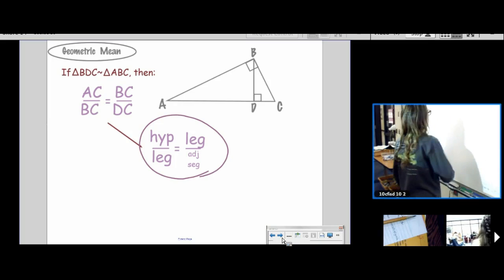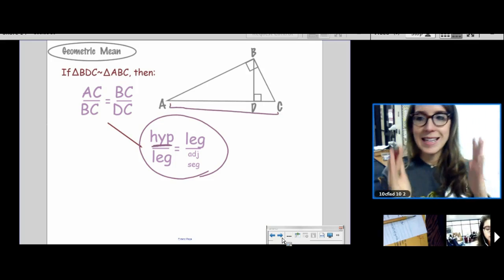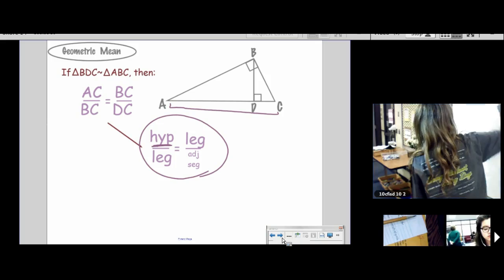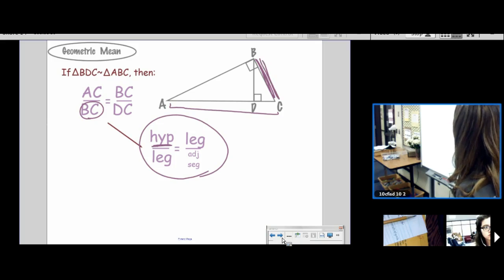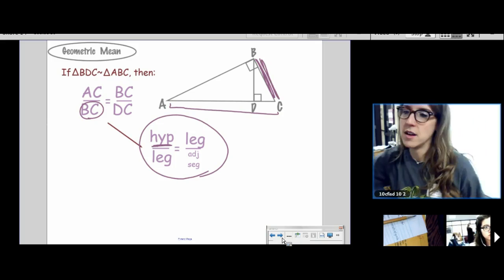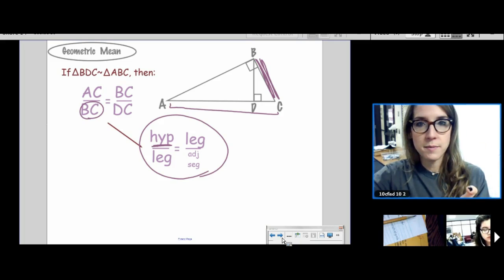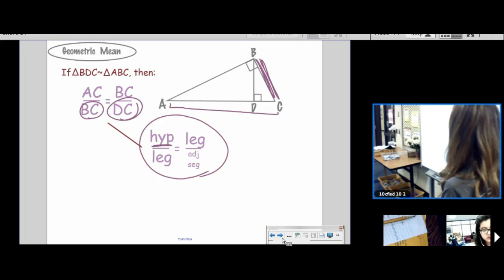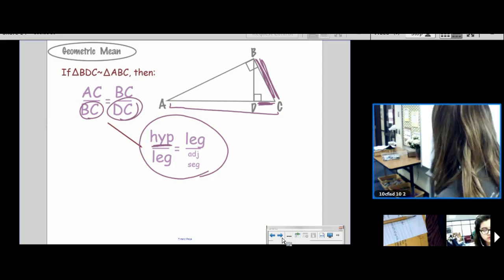All right, so what is this saying? This is saying hypotenuse. Oh, so it's not a part. It's the whole hypotenuse, AC. Hypotenuse over a leg, and it depends on which leg you're looking for. In this one, it's BC. Equals leg, oh, so we're going to double use that leg, over, oh no, what does that mean? ADJSEG? It means adjacent segment. Remember, the hypotenuse got split into two parts. And I want to choose the part, DC, that's adjacent to the leg I'm looking for.